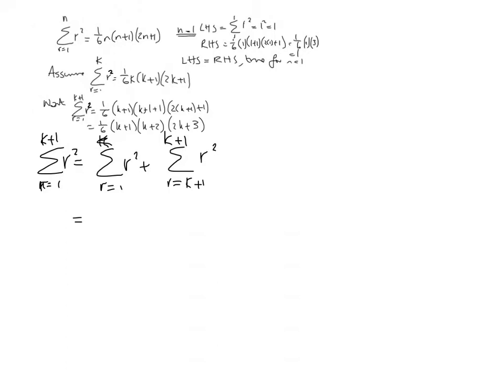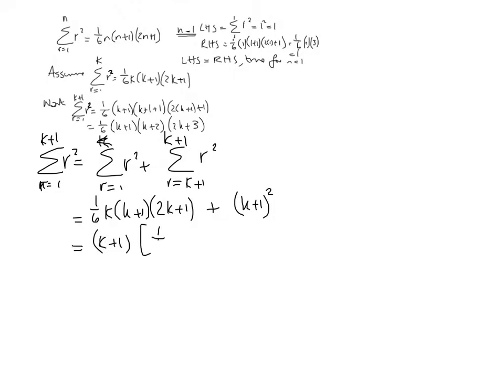Okay, so we've made the assumption that the sum from 1 to k of r squared is 1/6 k plus 1, 2k plus 1. And then the final term here, when r is k plus 1, we get k plus 1 squared. We're stopping when r is k plus 1, so that's the only term. Okay, let's pull out a common factor of k plus 1. So we get 1/6 k, 2k plus 1, plus k plus 1. And I'm going to pull out a sixth as well. Sixth, k plus 1.